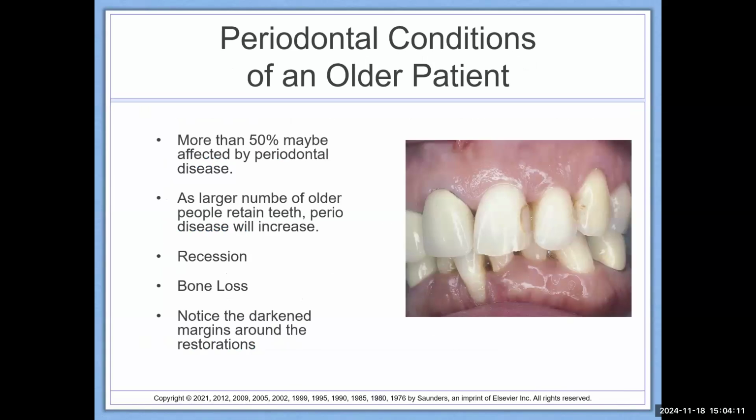Periodontal conditions of an older patient. We talked a little bit about this just now. More than 50% might be affected by periodontal disease. Periodontal disease, remember, the older generation is now keeping their teeth longer. So, I mean, there are going to be problems. It's just that they're holding on to their teeth more. As a larger number of older people retain their teeth, perio disease will increase. There's recession, there's bone loss, and they get darker margins around fillings, as you can see here around this filling of the picture.